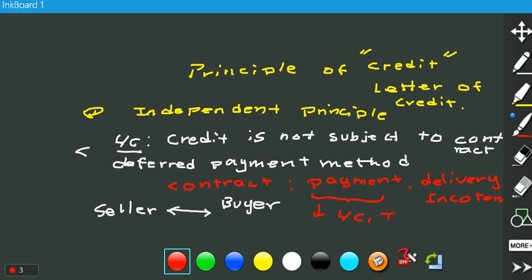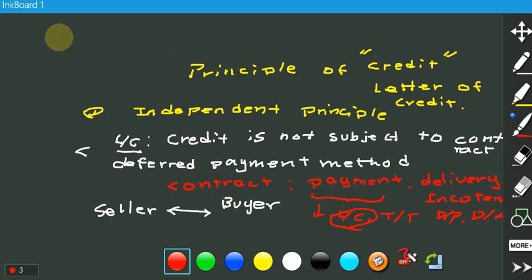or TT, or DP, DA, etc. We have many options. But once you select LC by contract, the content of this LC cannot be equal to the payment terms of the contract.